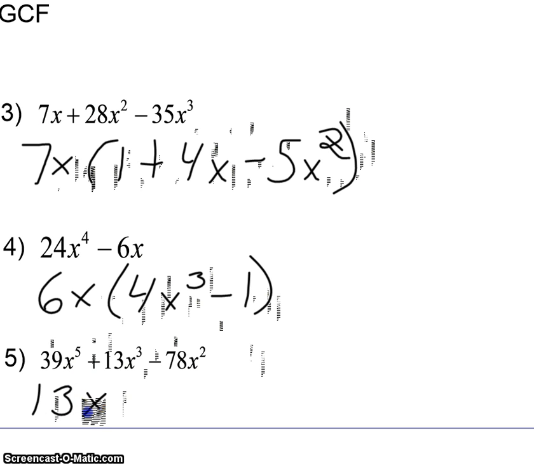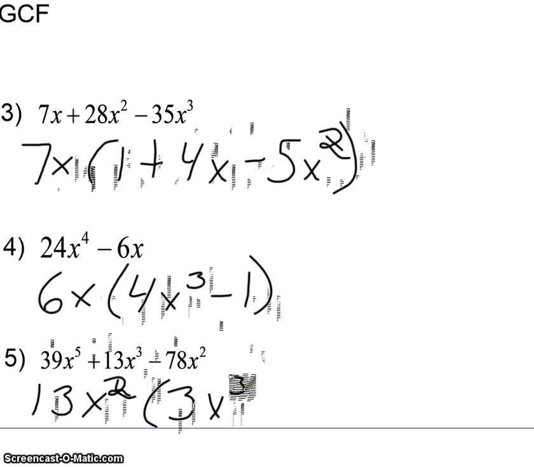And then I want the variable, because it's in all three terms, with the smallest exponent. That's a 2. All right, so 39x to the fifth divided by 13x to the second is 3x to the third. Remember, you're subtracting the exponents.